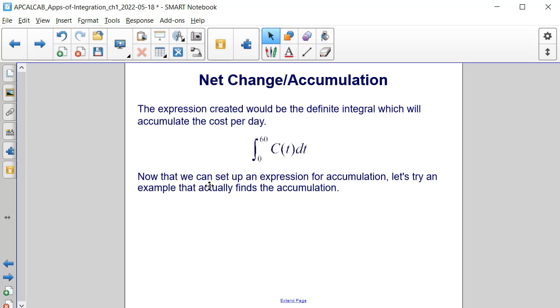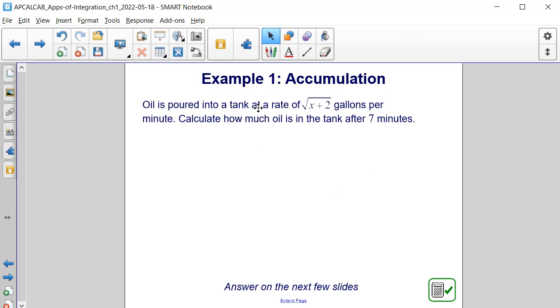And now that we can set up an expression for accumulation, let's try an example that actually finds the accumulation for the situation. Oil is poured into a tank at a rate of square root of the quantity x plus 2 gallons per minute. Calculate how much oil is in the tank after 7 minutes.